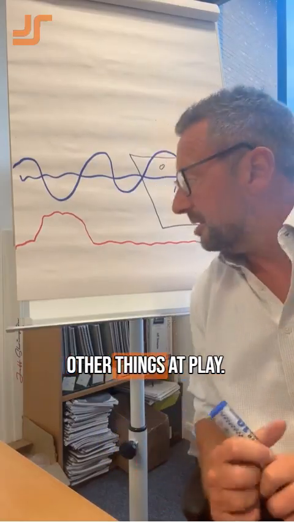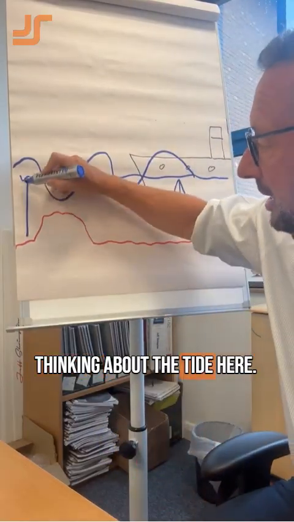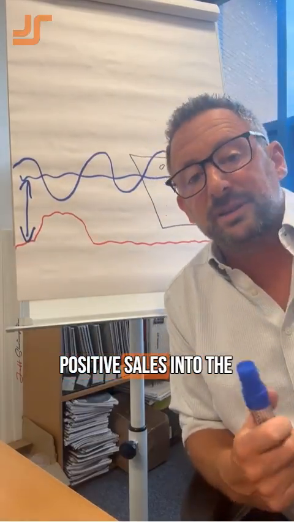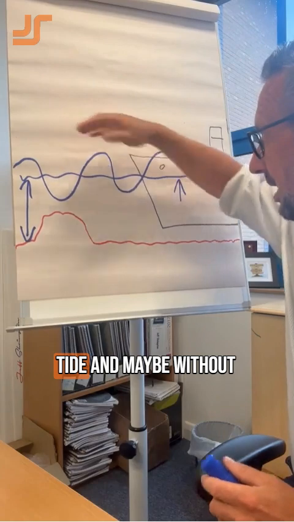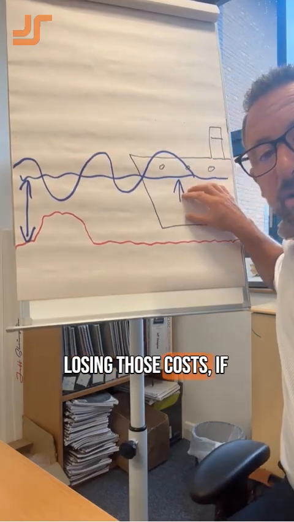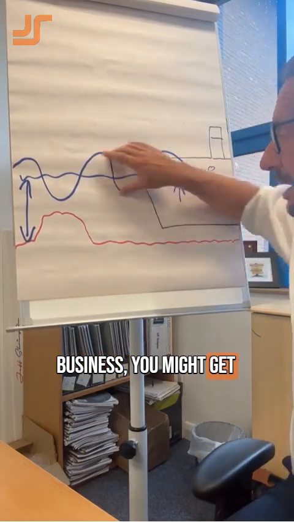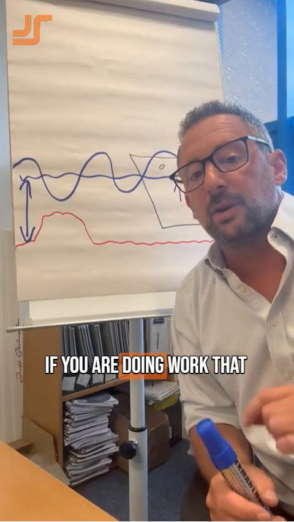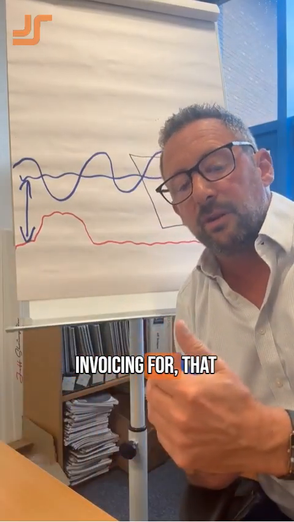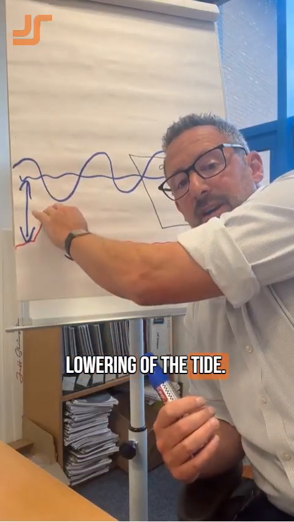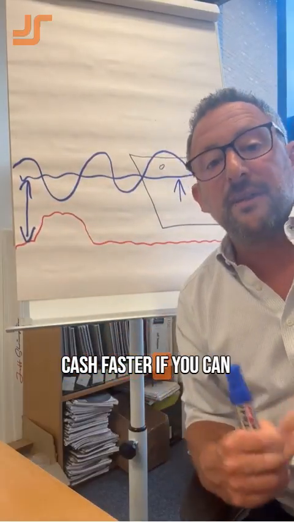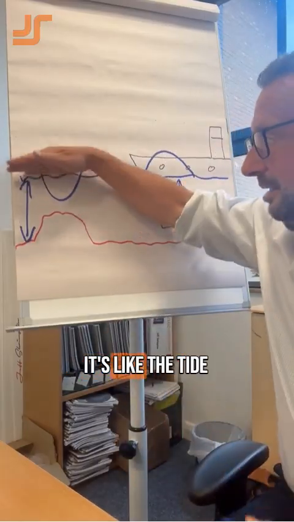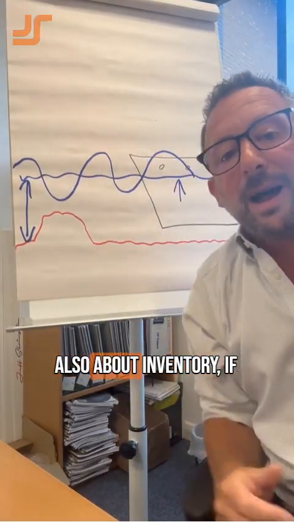But there's still some other things at play. Thinking about the tide here. So putting cash flow positive sales into the business will raise the tide, and maybe without losing those costs, if you do need them in the business, you won't get over that tricky bit. Also, work in progress. If you're doing work that you're not immediately invoicing for, that will mean it's like a lowering of the tide. You'll run out of cash faster. If you can move from monthly billing to fortnightly billing with a client, it's like the tide has just raised.